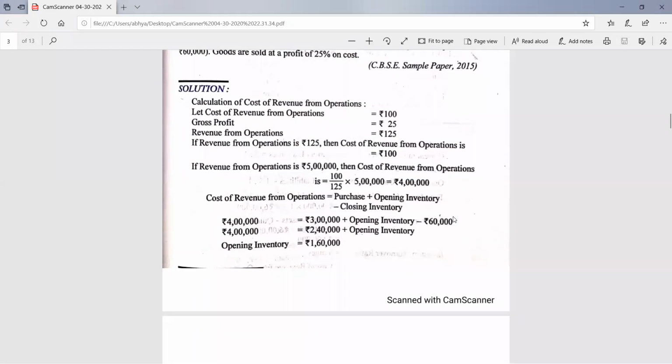Now putting the value in cost of RFO, purchase plus opening inventory minus closing inventory. We will be able to find out the opening inventory because we know the formula for cost of RFO is opening inventory plus net purchases plus direct expense minus closing inventory. Now we are having all the things in the formula except opening inventory. And many times I have told you that if the question is silent about the direct expenses, then you can consider it 0.